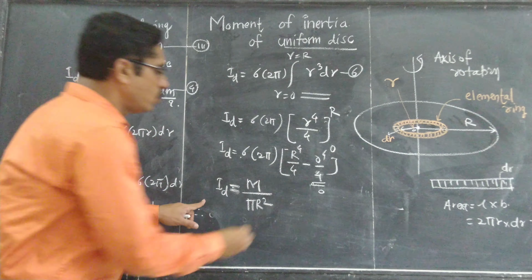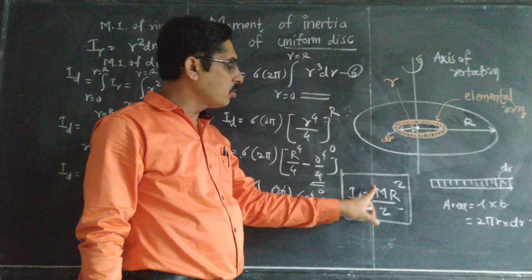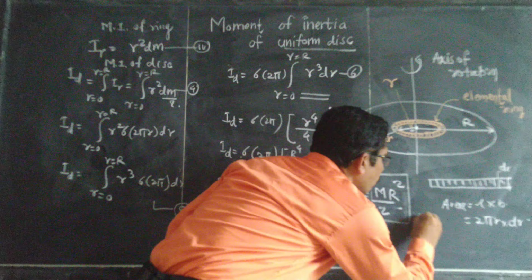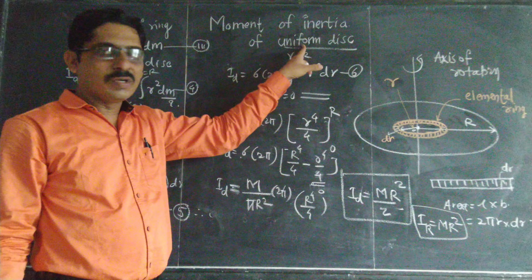That is the moment of inertia of a disk about an axis passing through its center and perpendicular to its plane. That is the value of moment of inertia of a disk. And in last lecture we found the moment of inertia of a ring is MR². That is, the moment of inertia of a ring is greater than that of moment of inertia of a disk. Okay, up to this we completed the point, that is the moment of inertia of a uniform disk.